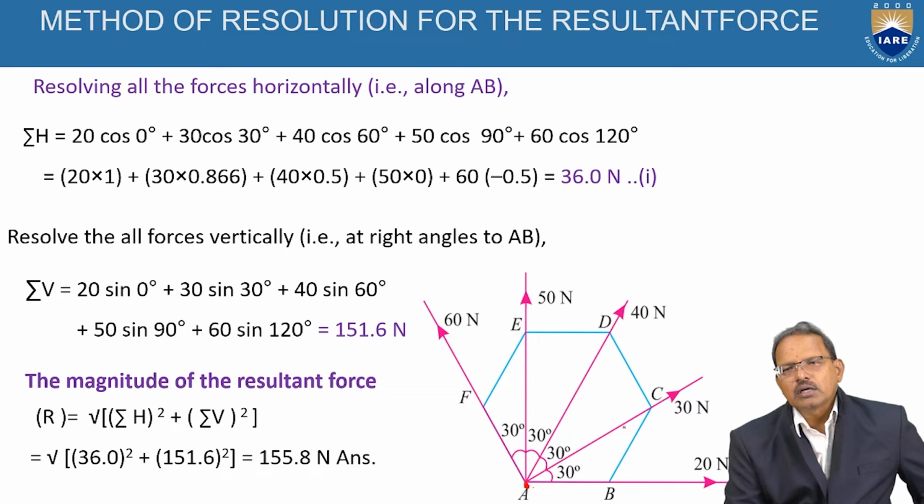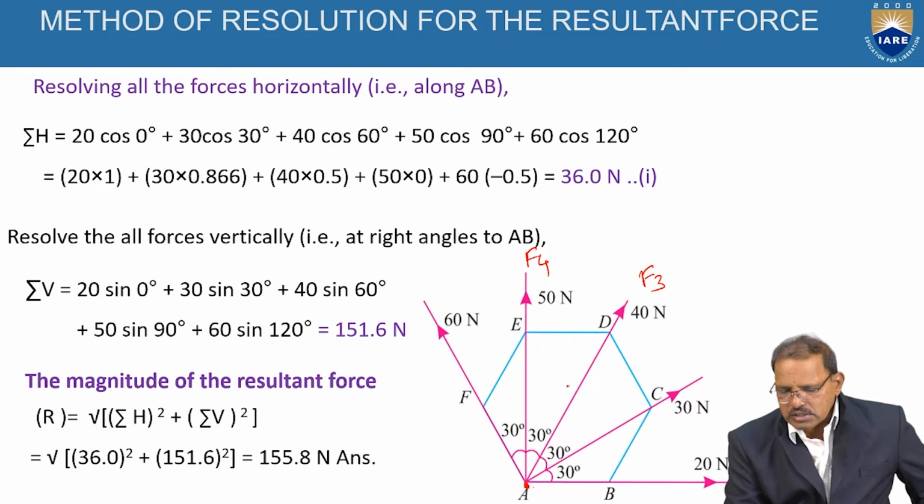Here we are taking the angles measured in the counterclockwise direction. The first force, 20 newtons, is making 0 degrees. The second force, AC, makes 30 degrees with the horizontal. The third force, F3, 40 newtons, makes an angle of 60 degrees with the horizontal. Similarly, the fourth force, 50 newtons, makes an angle of 90 degrees. And the fifth force, 60 newtons, makes an angle of 120 degrees with the positive x-axis, as shown in the figure.